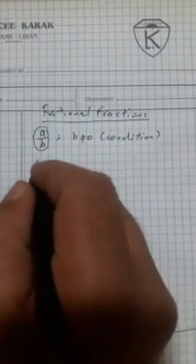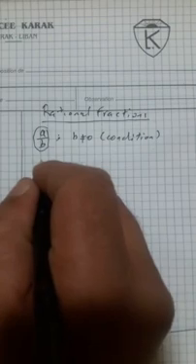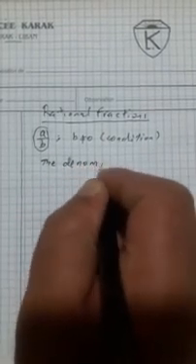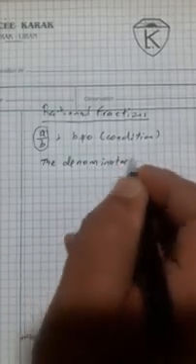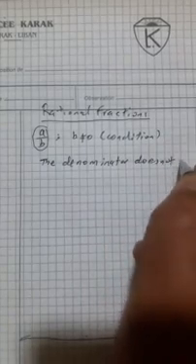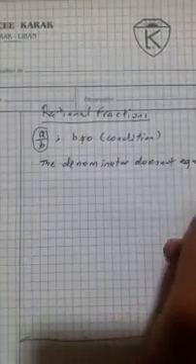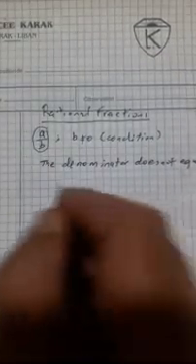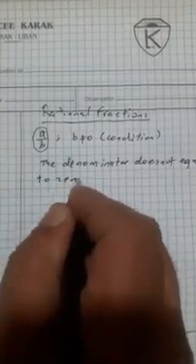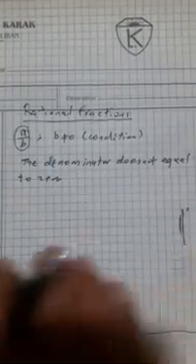For example, that means the denominator does not equal to 0. Does not equal to 0.